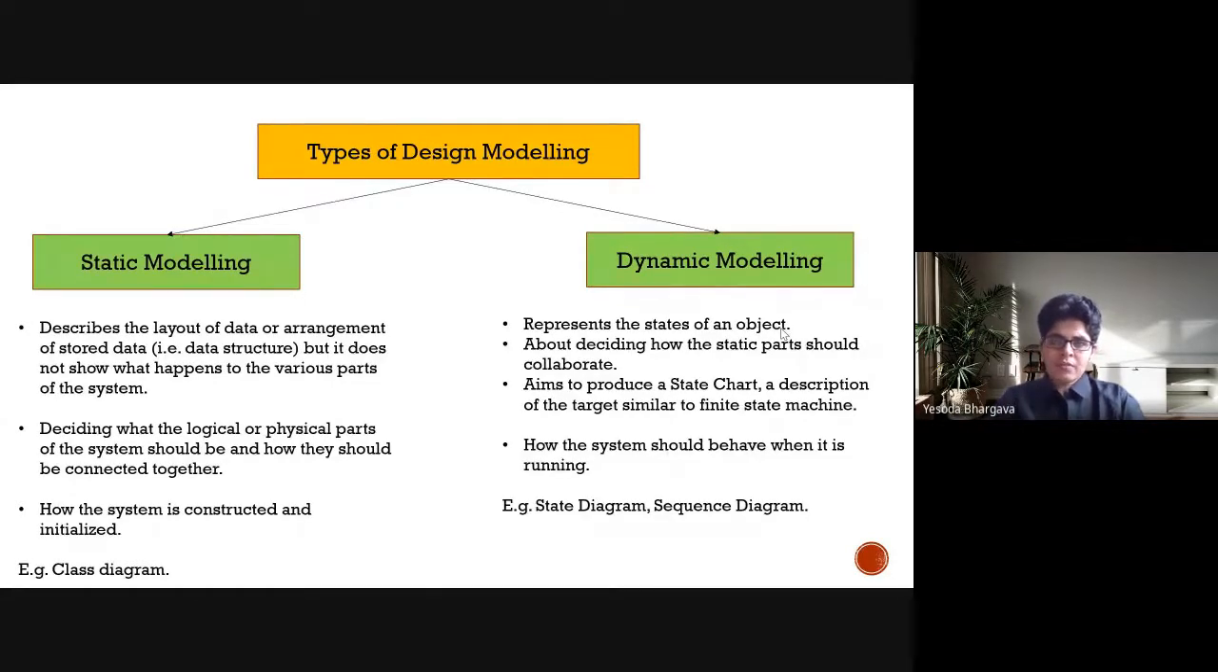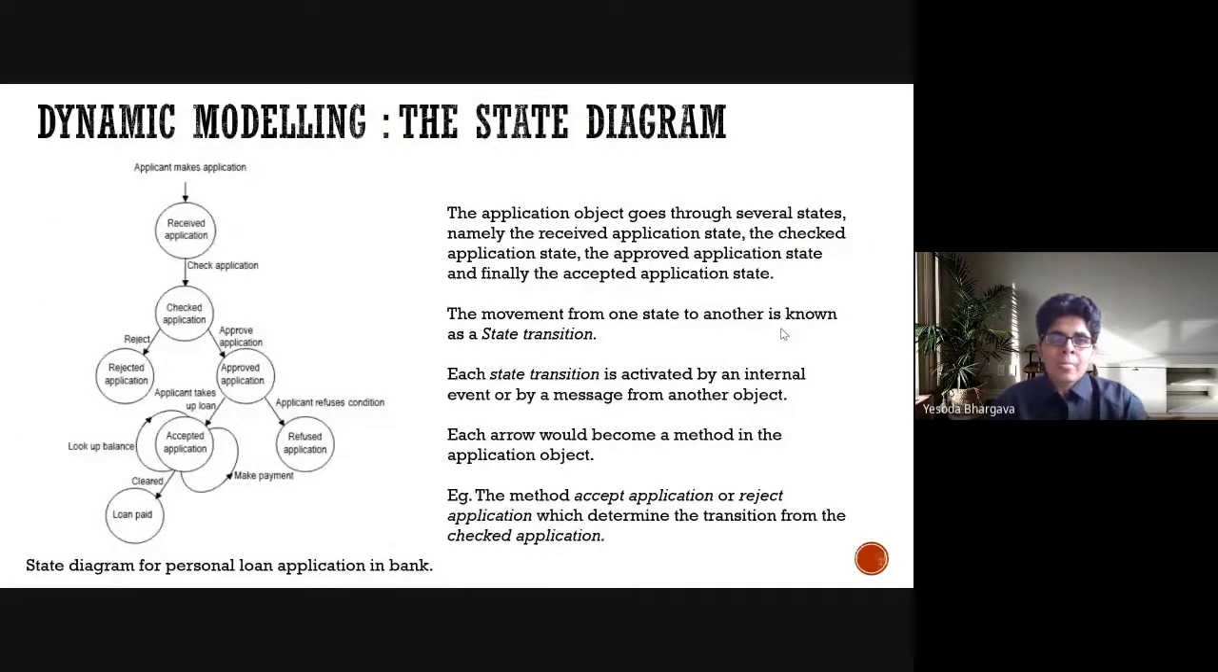If we have to take an example for dynamic modeling, although these are discussed much later in advanced software engineering, just to give you a brief idea, think of this example. This is an example of a personal loan application in a bank. You're trying to apply for a loan in the bank. So what you essentially would do is you apply, the system receives the application, and the system then checks the application. Based on the check application function, there can be two outcomes. Either the application can be rejected or it can be approved.